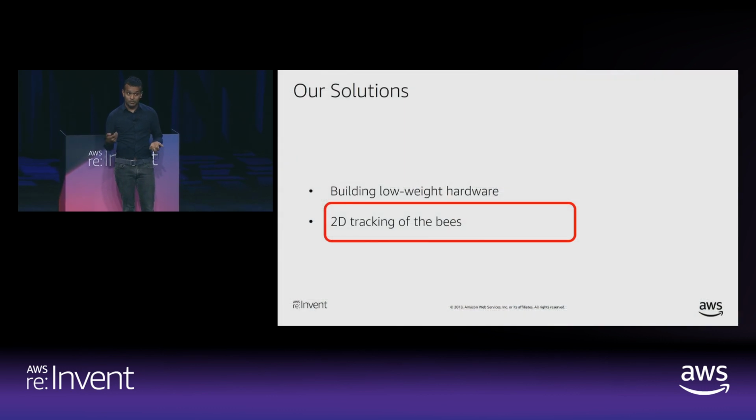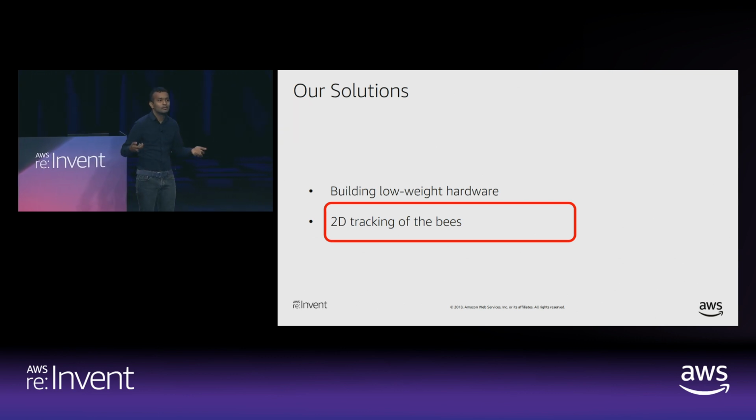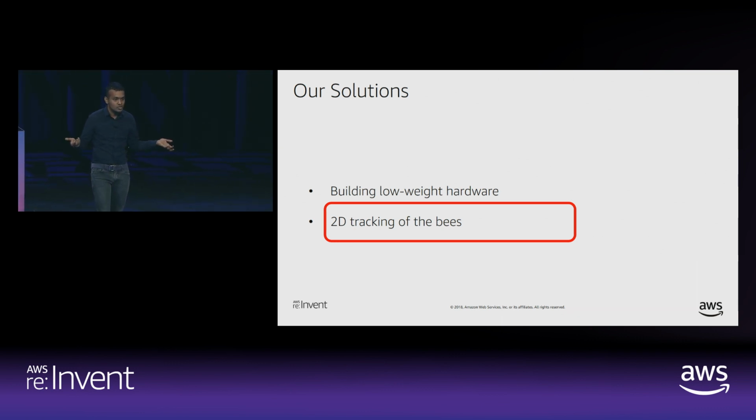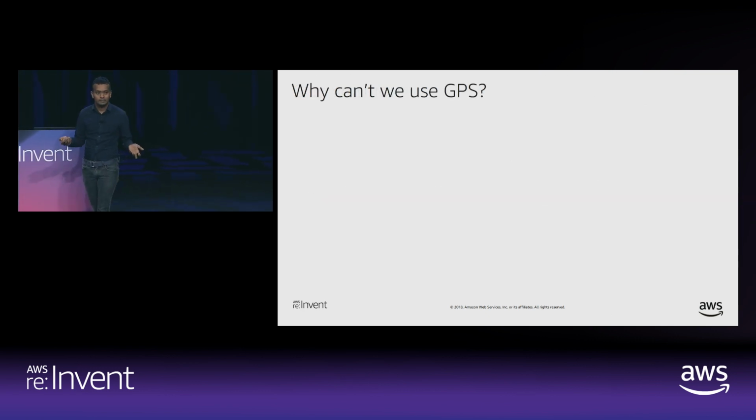The next question, and the most important question, is how do you actually achieve 2D tracking of hundreds of these bees which are going all the way out there? So one thing you can think of is GPS. I mean, we all use GPS in outdoor environments. Farms are outdoor environments. So we can use a GPS to get the actual 2D location, and that would be good. It turns out we can't really use a GPS.